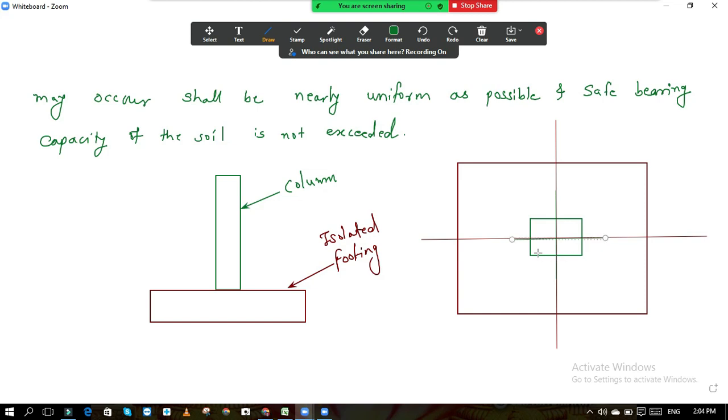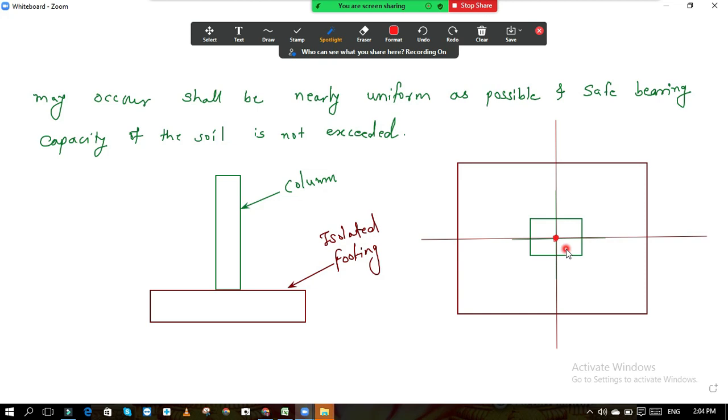Now from the diagram it is very clear that this point is nothing but the CG, the centroid. So what we try to do normally is keep the centroid of the column and the centroid of the footing at the same point. Okay, they should coincide with each other.